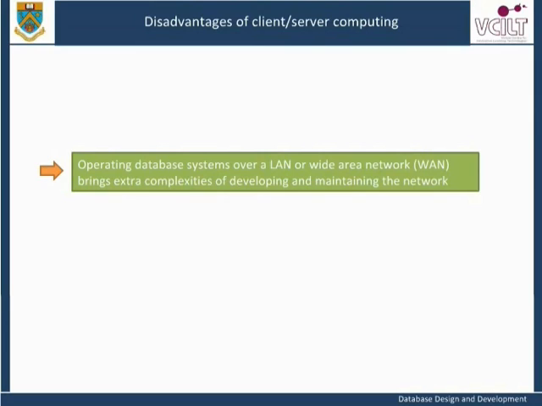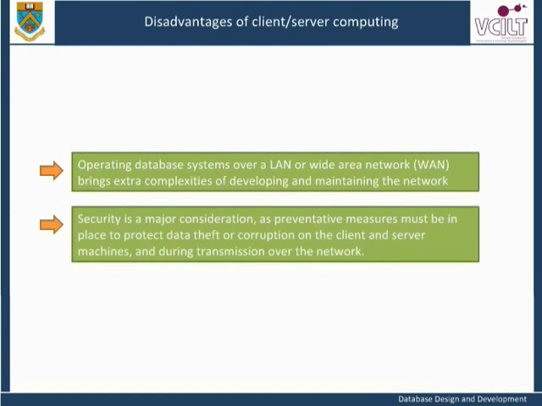Operating database systems over a LAN, or wide area network, WAN, brings extra complexities of developing and maintaining the network. The interfaces between the programs running on the client and server machines must be well understood. This usually becomes increasingly complex when the applications and/or DBMS software come from different vendors. Security is a major consideration, as preventative measures must be in place to protect against data theft or corruption on the client and server machines and during transmission over the network.